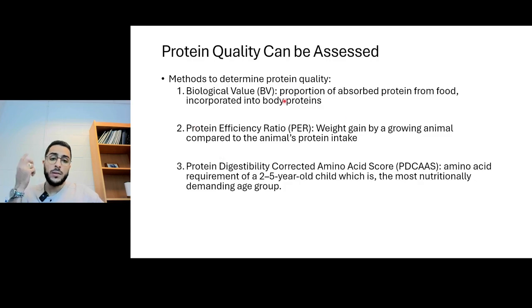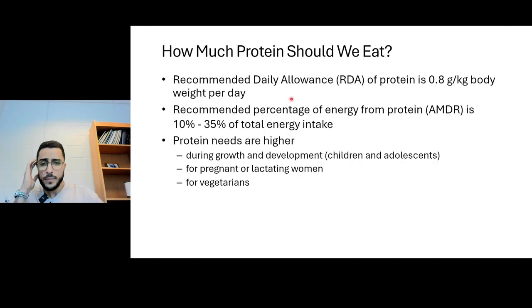Obviously, to measure biological value, it's very hard to see the proportion of a protein, how much of it is incorporated into body proteins. Usually we use isotopes for this, so the protein will be labeled isotopically, and then we see in the body where radioactivity happens and how much radioactivity there is, and that tells you the biological value of a certain protein. Okay?